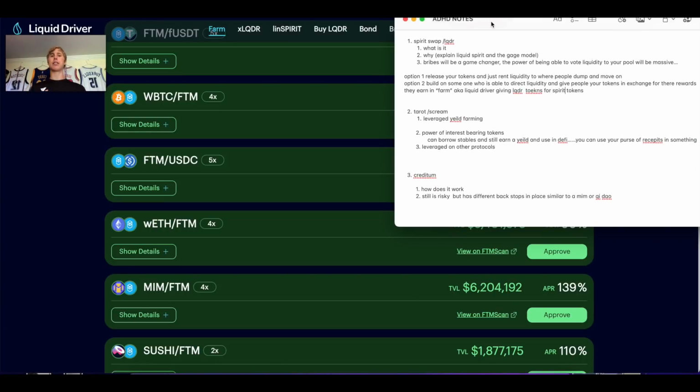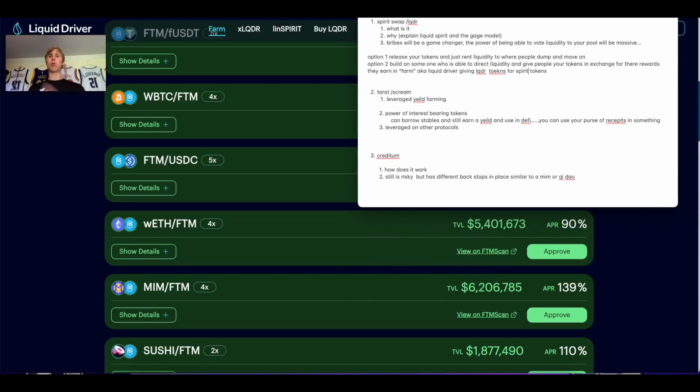Now I'm going to give you guys these two examples. Option 1, release your token and just rent the liquidity, and people are just going to farm and dump your token, which is what happens to about 99.99999% of these farms. The second option is build on someone who is able to direct liquidity and give some of your tokens in exchange for the rewards they earn in the quote-unquote farm, aka Liquid Driver, giving LQDR for the Spirit tokens.